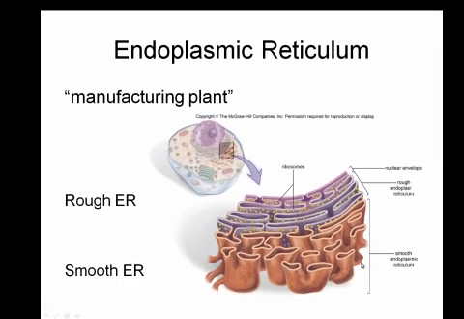The smooth ER is involved in lipid synthesis inside the cell. So we can think of the ER as the manufacturing plant. If the ribosomes are the assembly line, then those are housed, many of them, in the ER, where a number of things, both proteins and lipids, are synthesized.